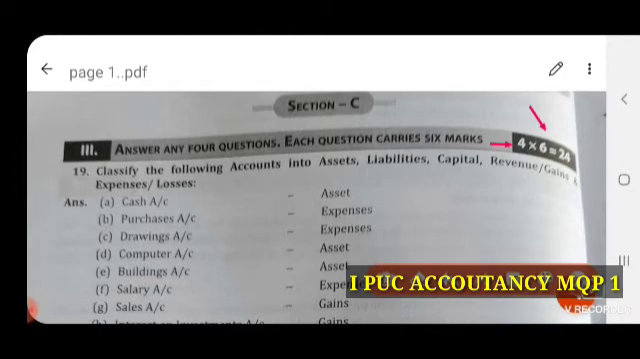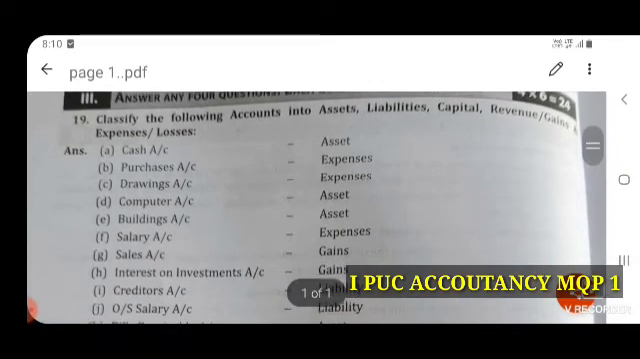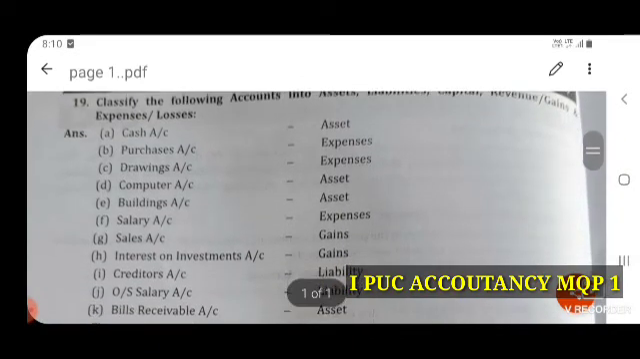First question: classify the following accounts into assets, liabilities, capital, revenue and incomes and gains. So this classification is under the American system of accounting. Under the American system of accounting there are 5 accounts maintained, that is assets, liabilities, capital, expenses and losses, incomes and gains. Now classification under the American system of accounting.